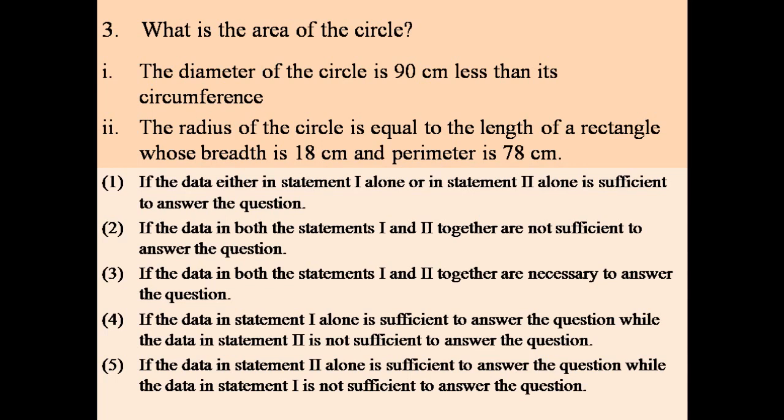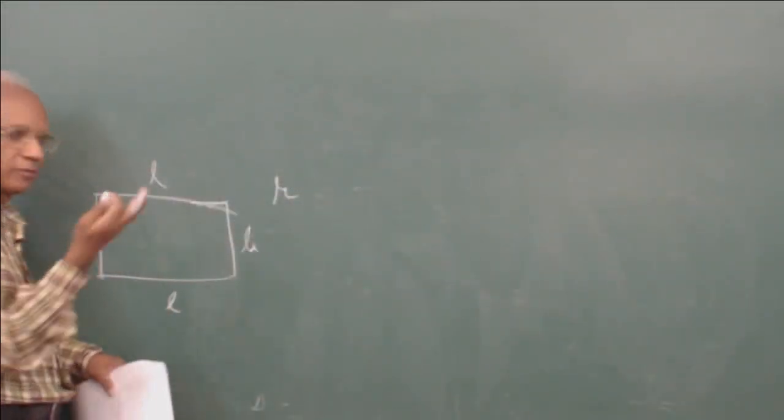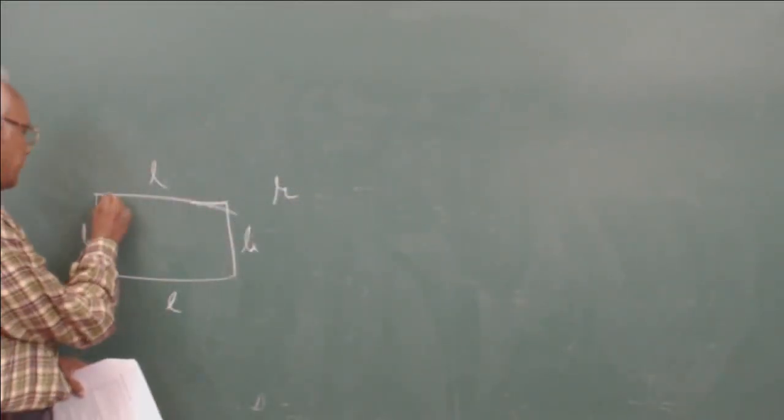Here the radius of the circle, if you call it say r, radius of the circle is equal to the length of a rectangle whose breadth is 18 centimeters and perimeter is 78 centimeters. Now for that you should know what a rectangle is. A rectangle, you say this is length, this is breadth. If this is length, this also will be length, this will be breadth. Everybody knows about a rectangle because all the angles are 90 degrees.